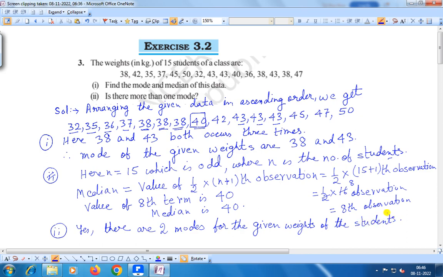Right? Here you see, there are two modes. One is 38, and another one is 43, because the frequency of 38 and 43 both are 3, which is maximum. And here n is equal to 15, which is odd, where n is the number of students. The median is equal to the value of the (1/2)(n+1)th observation. That comes to the 8th term. Therefore, the value of the 8th term is 40. Median is 40. Question 2: is there more than one mode? Yes, there are two modes for the given weights of the students.